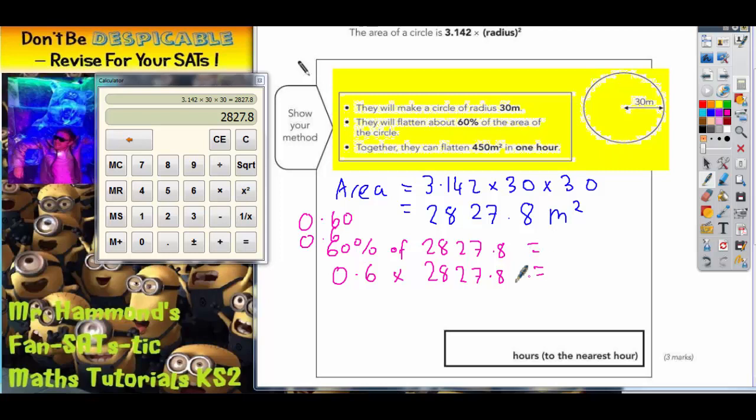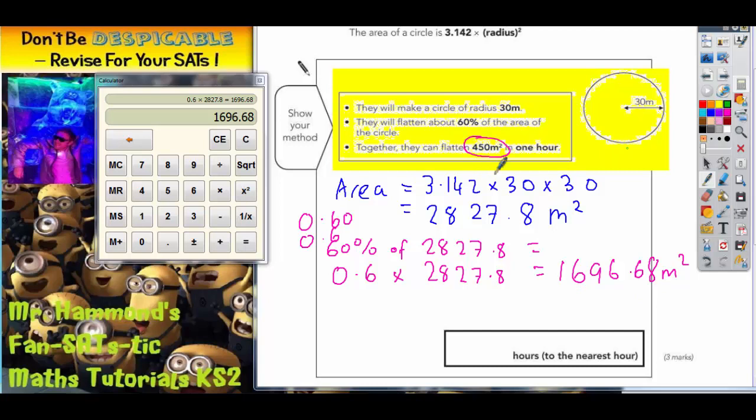So now we just need to work that out. So it's 0.6 multiplied by 2,827.8. And that equals 1,696.68 meters squared. So the crop circle will have an area of 1,696.68 meters squared. So the question is, how long will it take them to do it? Well, they can do 450 meters squared in 1 hour, which is what it says here.